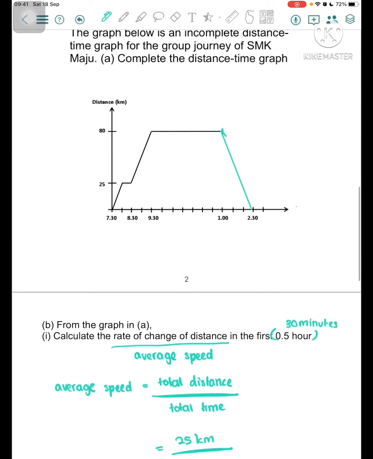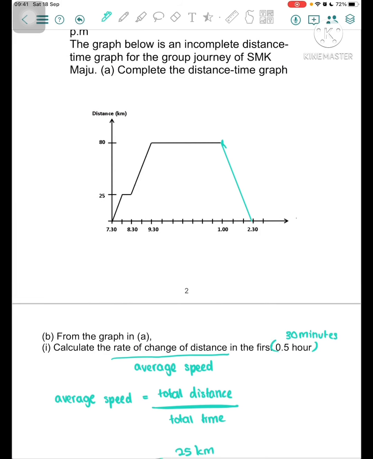Question 2, Roman. Calculate the speed in km h-1 from R&R to Pusat Sains Negara. Speed is equal to distance over time. Okay, distance over time. So find the distance from R&R to Pusat Sains Negara. The distance, look at the graph. We know that this is the R&R from the statement, and this is Pusat Sains Negara.